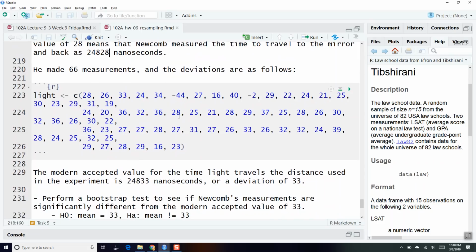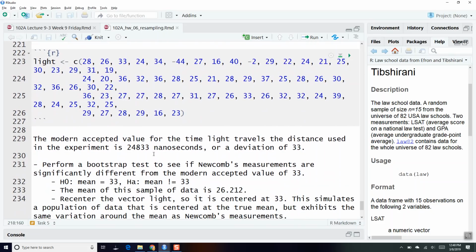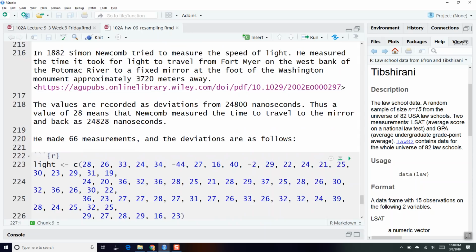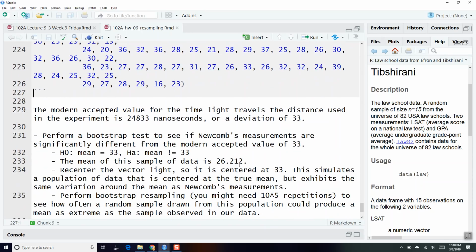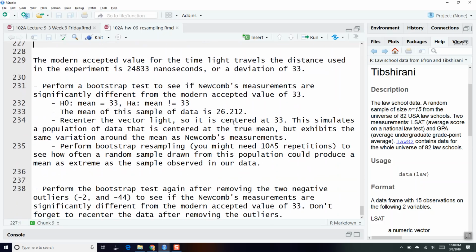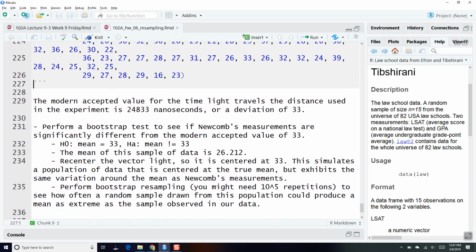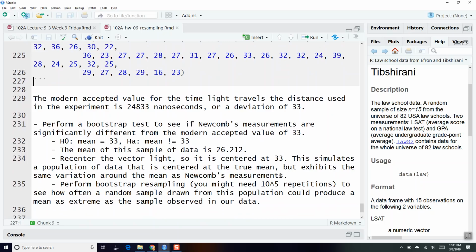what we're asking you to do is to see if the values you have differ from the accepted value, which should be 33. The way you are going to do this is you're going to take the 66 observations that you have, which has a mean of 26.2, and recenter that data to 33, the accepted value. Under the null hypothesis, the mean of our data should be 33. So for the bootstrap, we recenter our data so that it is centered at 33, which is what the null hypothesis says should be the case.